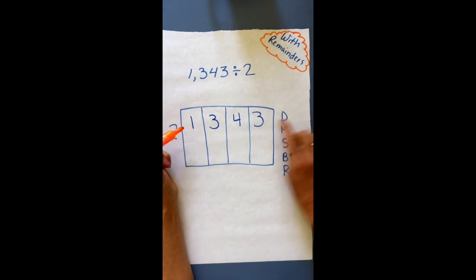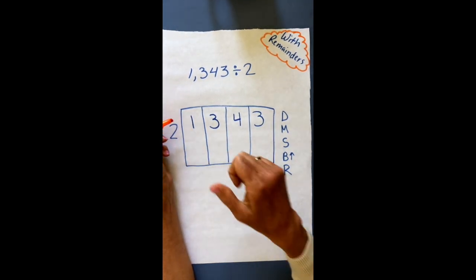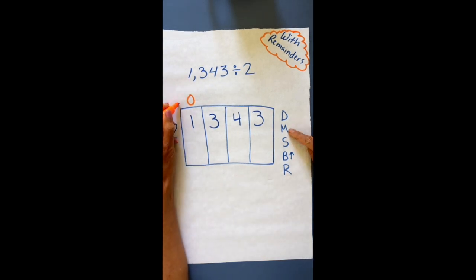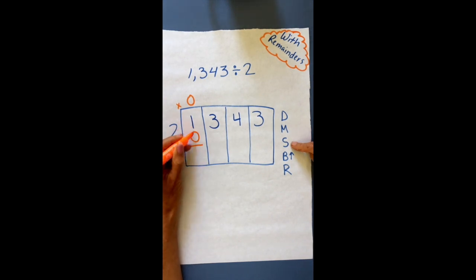So I divide. How many 2s are in 1? 2, that's too many, it must be 0. Now I'm going to multiply. 0 times 2 is 0. Now I'm going to subtract. 1 take away 0 is 1. Now I'm going to bring up the remainder and repeat.